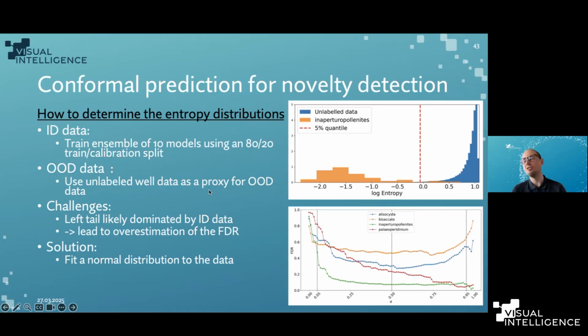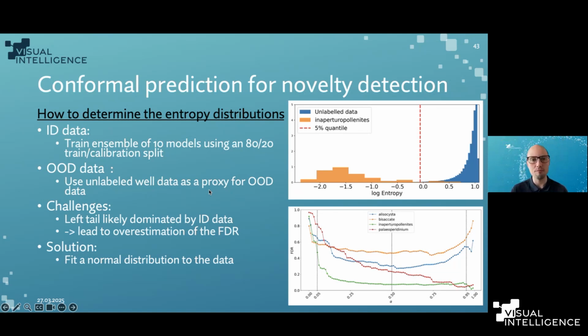Regarding the out-of-distribution data, we really don't have a dataset with images labeled as out-of-distribution. So what we do instead is take all the crops in one well, make the predictions, compute entropy, and use that as a proxy for out-of-distribution data. And in that, we just assume that most of the data in the well will be out-of-distribution.